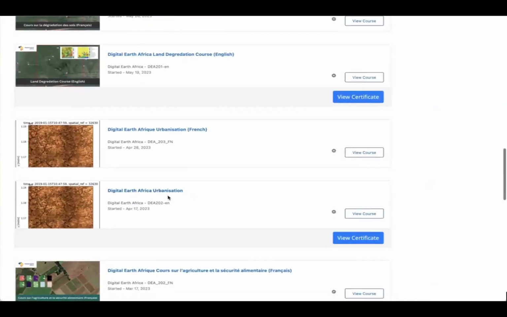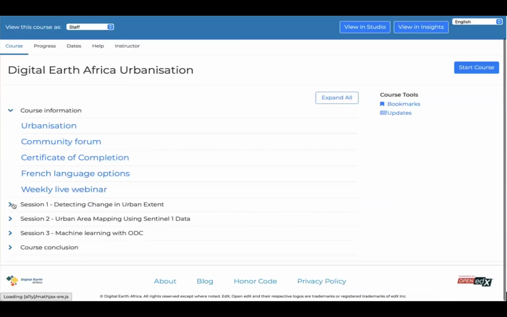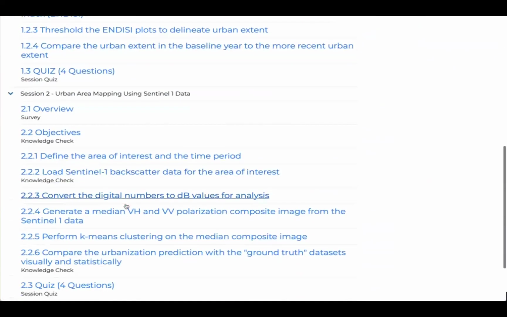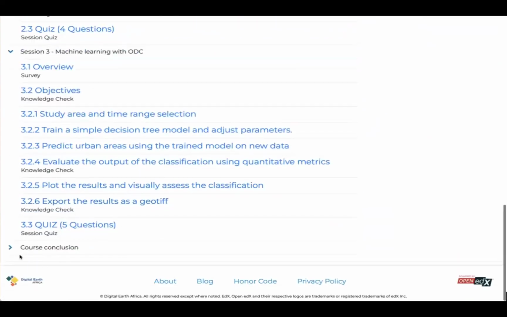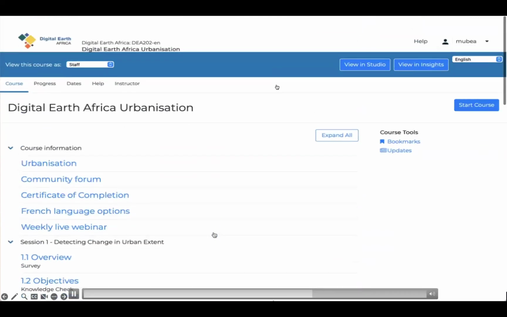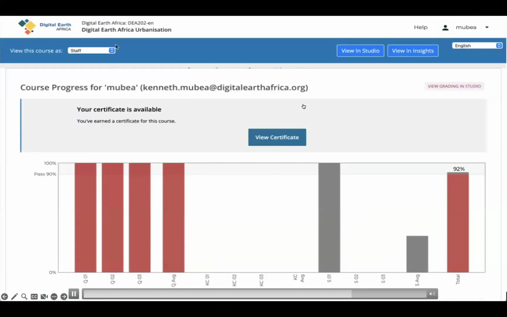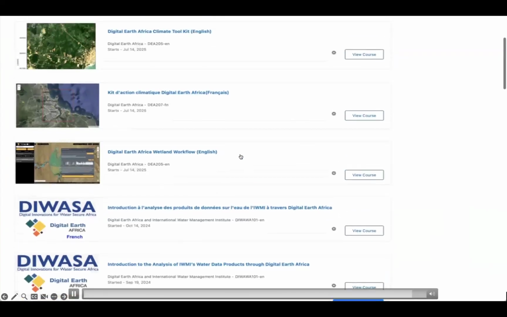In this course, you'll see step by step that you're able to look at the urban change using the optical data. Then you also do the same using Sentinel-1. And we also have another step for machine learning, providing you with more opportunities to do your predictions. You can check the progress of your course and your participation in the course, then you get a certificate of participation so that we leave no one behind.